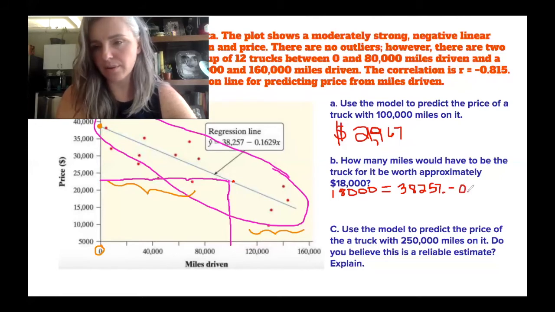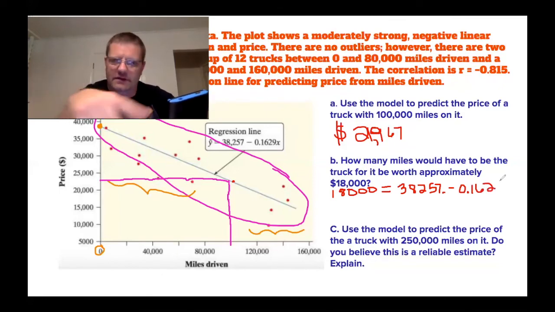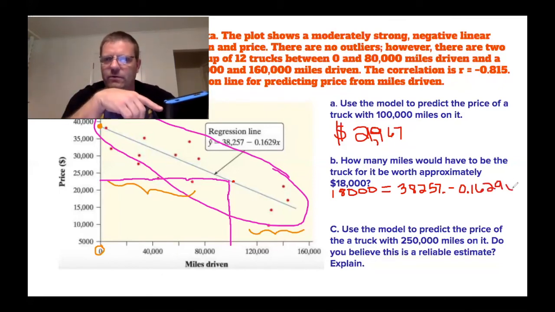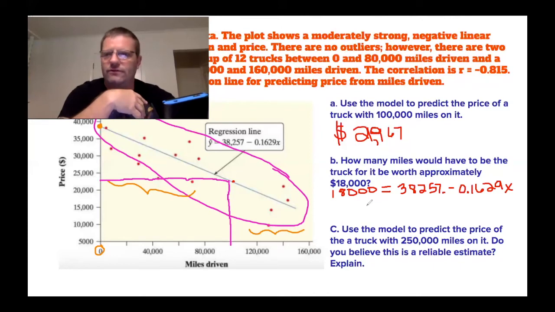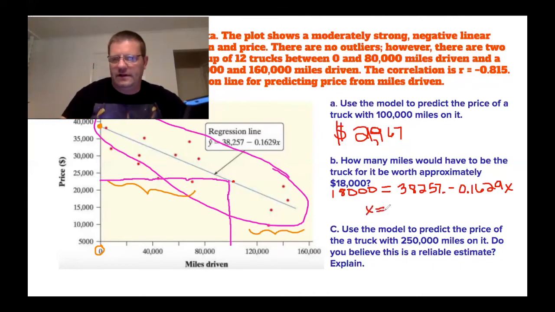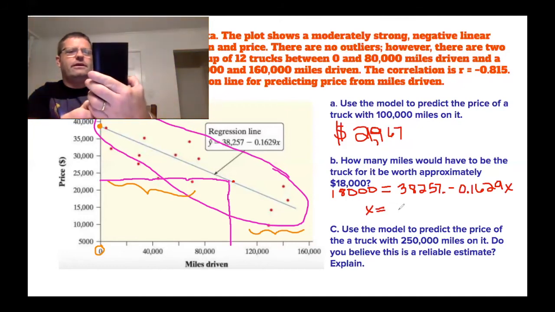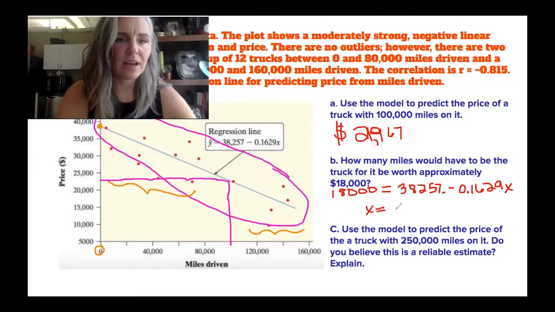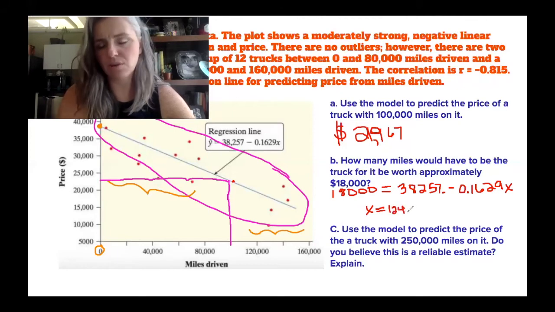So what did you do first, Mr. Bobby? First thing I did was I subtracted the 38,257. So it took 18,000 minus the 38,000, because I'm going to bring it over just like I'm solving an equation. And that gave me about negative 20,000-ish, or negative 20,257. And then I'm going to divide by the slope, negative 0.1629, and I've got it up here. How about I hit enter and get the answer? That would be great. So we're getting 124,352. Good. And so that's how many miles you should expect to be on a Ford if somebody were selling it to you.